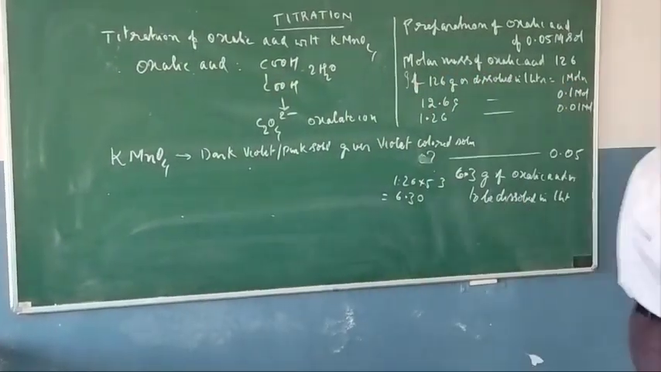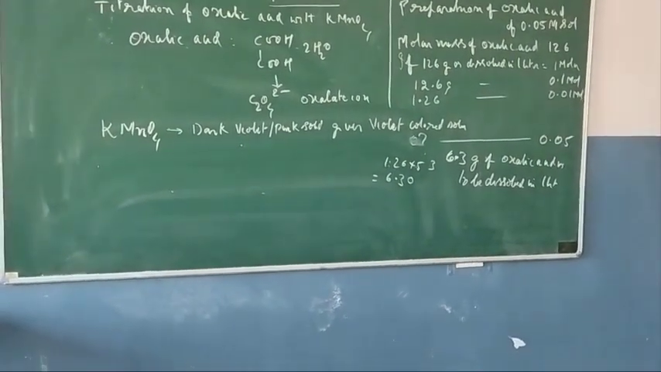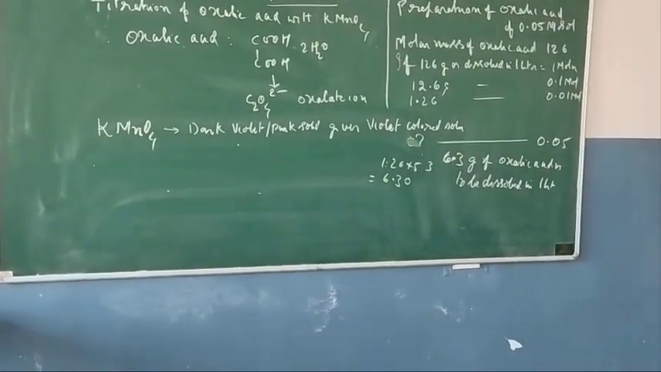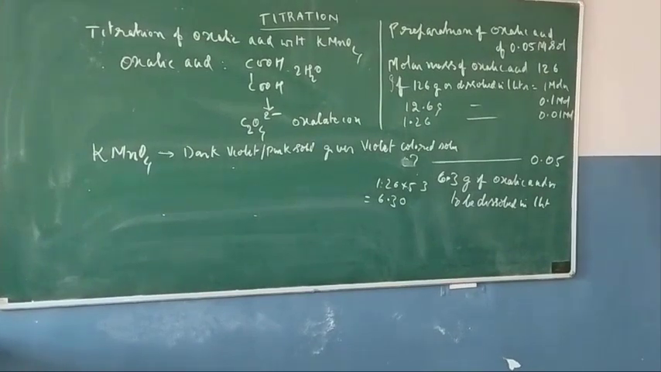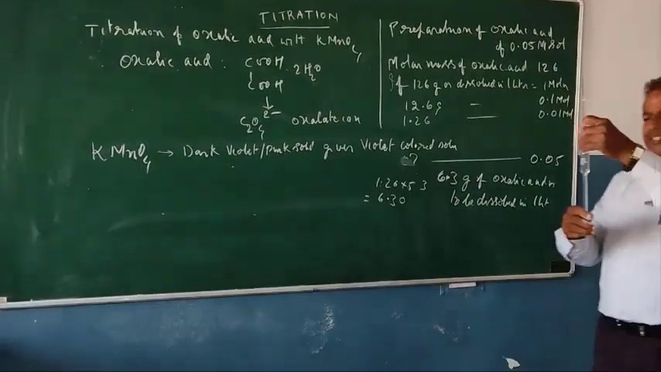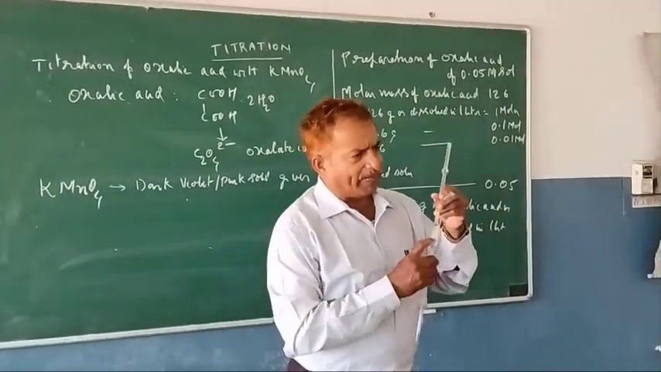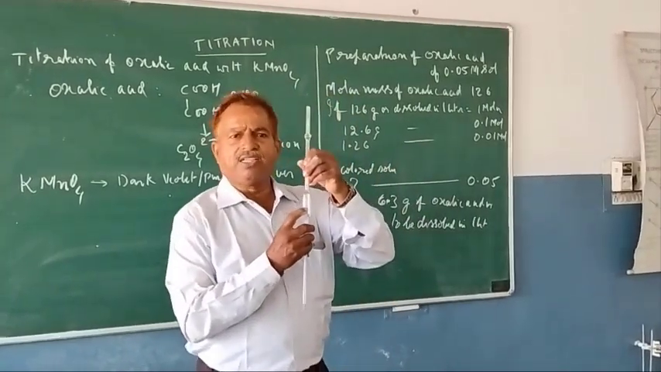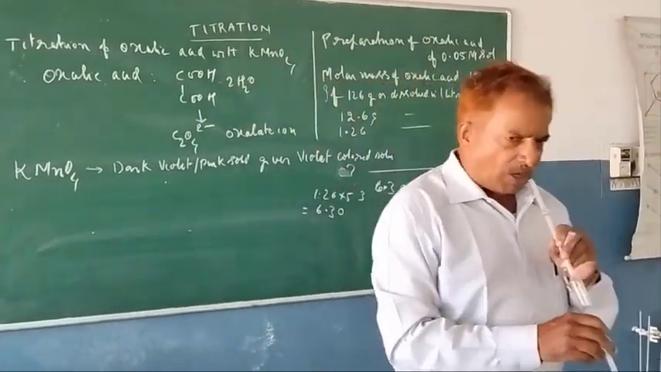Now, Mohr's salt we should prepare. We prepare the permanganate properly, and Mohr's salt we have to prepare. After preparing the Mohr's salt, take out the pipette. This is the pipette. The pipette here is 20 ml. Then suck the water.